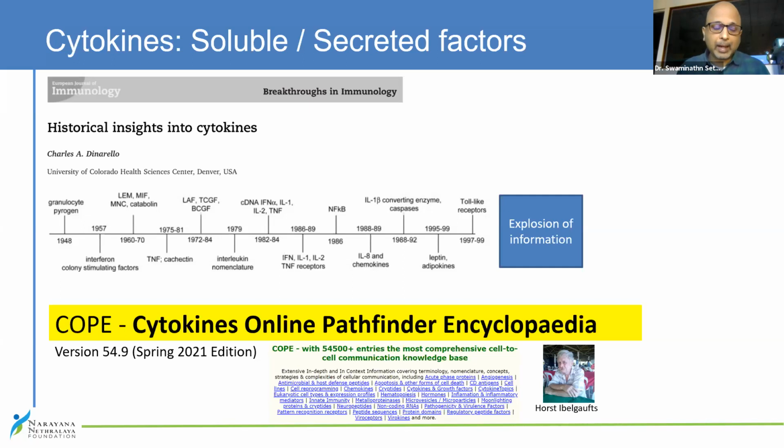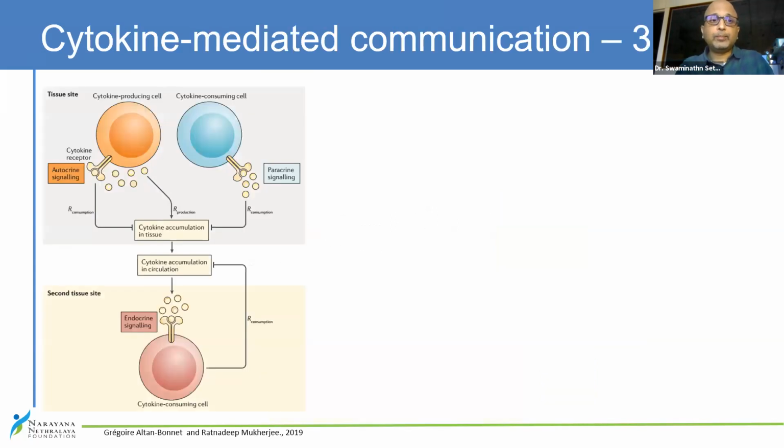So there is a place you can go, that is COPE. It's called the Cytokines Online Pathfinder Encyclopedia by Hof Engelbost. For many years it was free, but now you have to have a very minimal subscription, or you can donate. It has more than 50,000 entries, with different combinations of cytokines, available for us to use the information clinically or even in our biomedical research. This is a good site for us to go to.